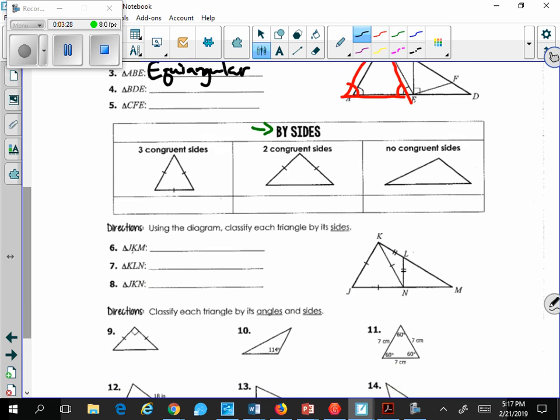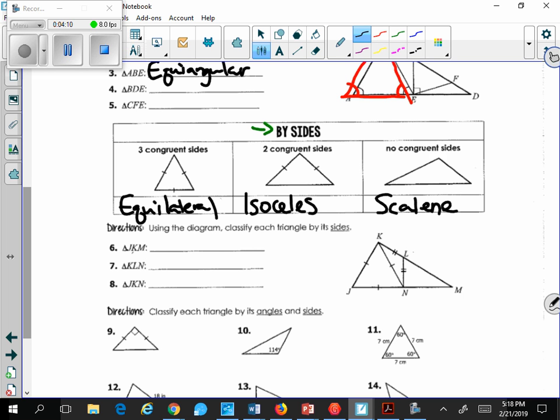Let's move down here. We're going to start talking about how I'm going to classify triangles by their sides. So, three different ways that we can do it. Also words that you probably are familiar with. The first one I've already mentioned, three congruent sides. That is an equilateral triangle. Two congruent sides is an isosceles, and no congruent sides is a scalene. So some of those might have been ones that you could have filled in on your own without me doing anything for you.